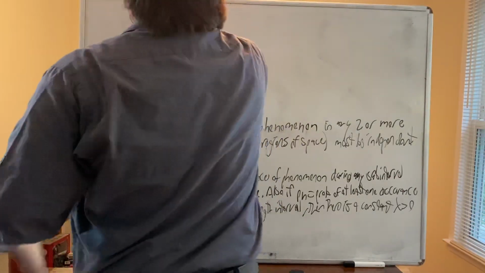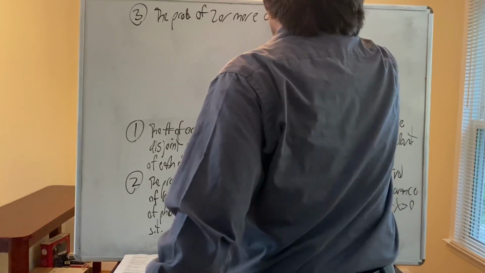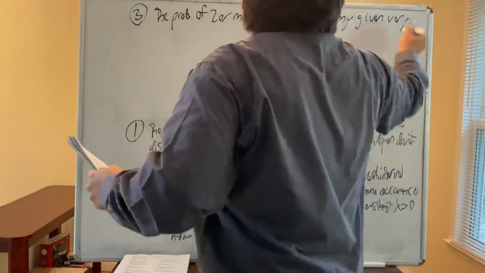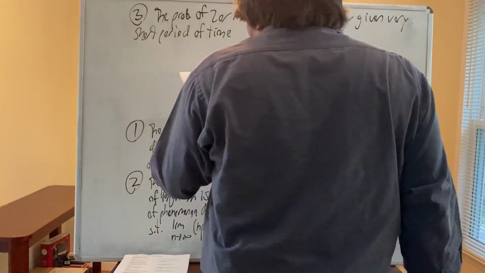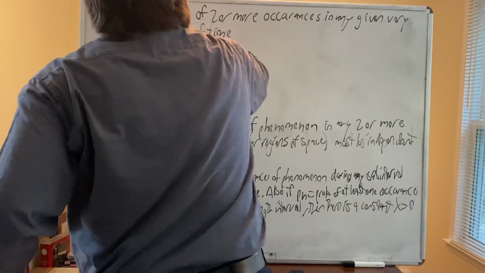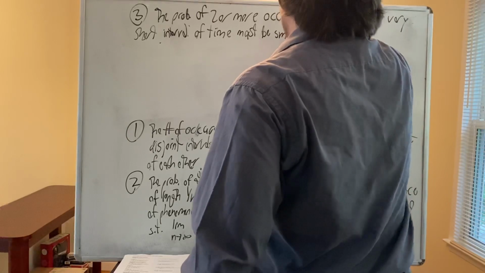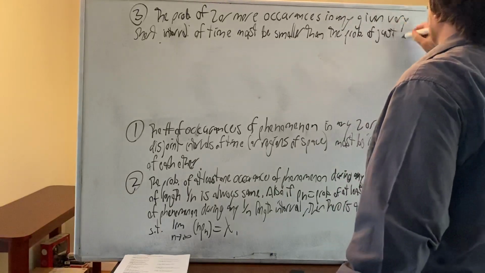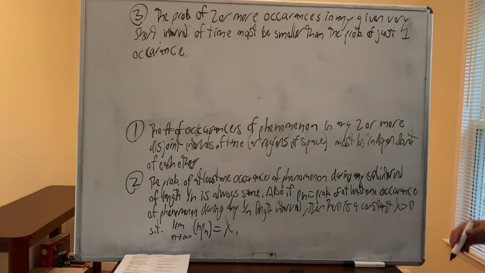So condition 3: the probability of 2 or more occurrences in any given very short interval of time. You need to be exact about the fact that an interval of time must be smaller than the probability of just one occurrence. The same interval, region of space. Okay, so the probability of 2 or more occurrences in any given very short interval of time must be smaller than the probability of just one occurrence.